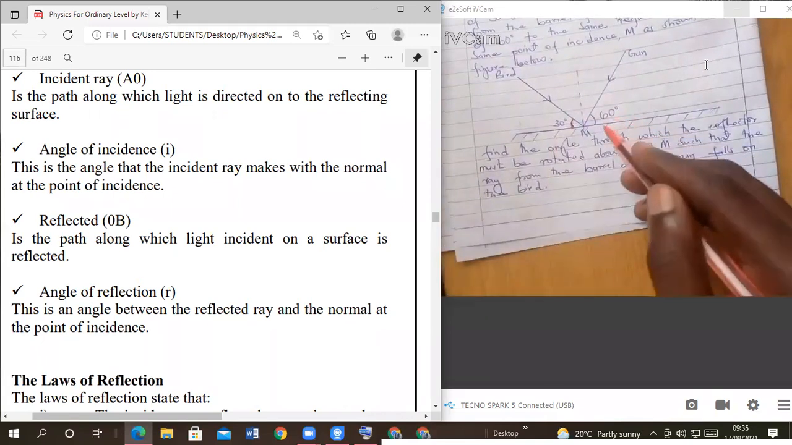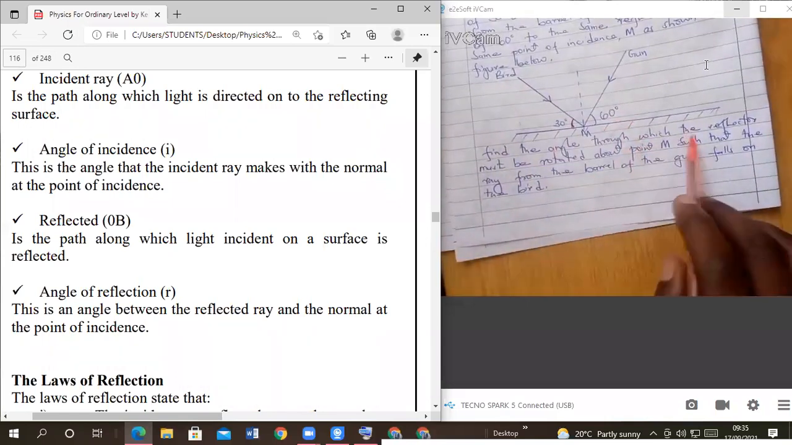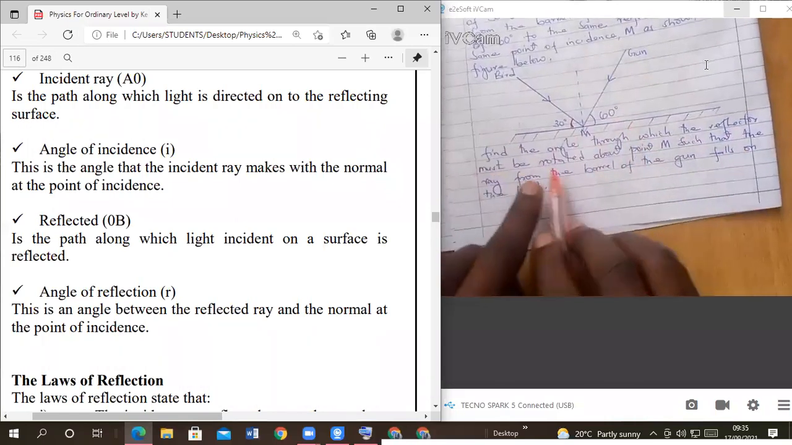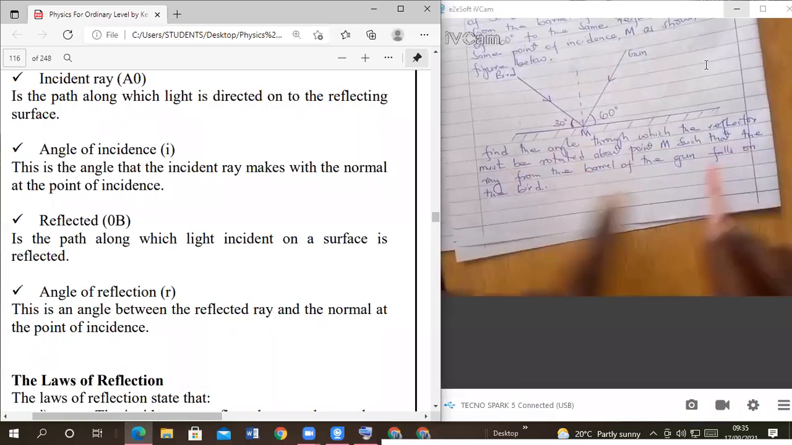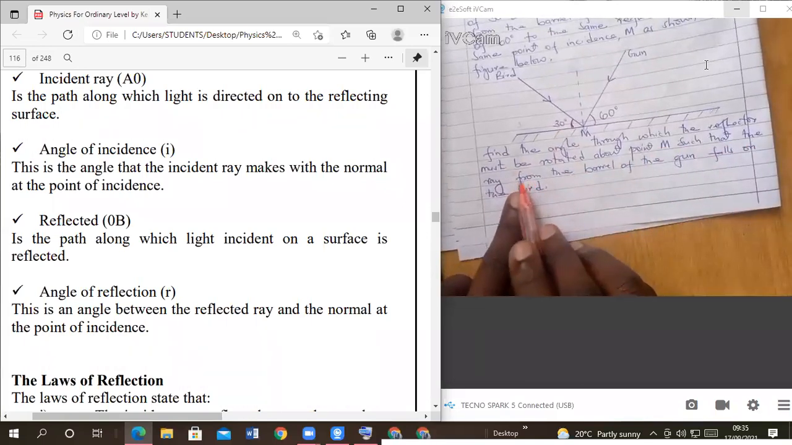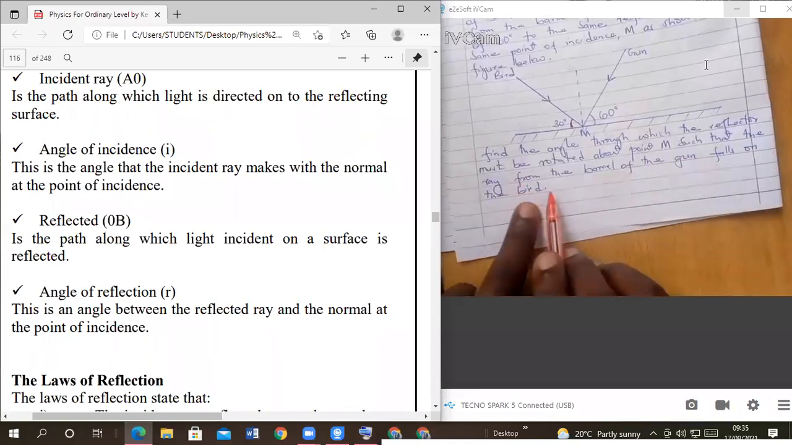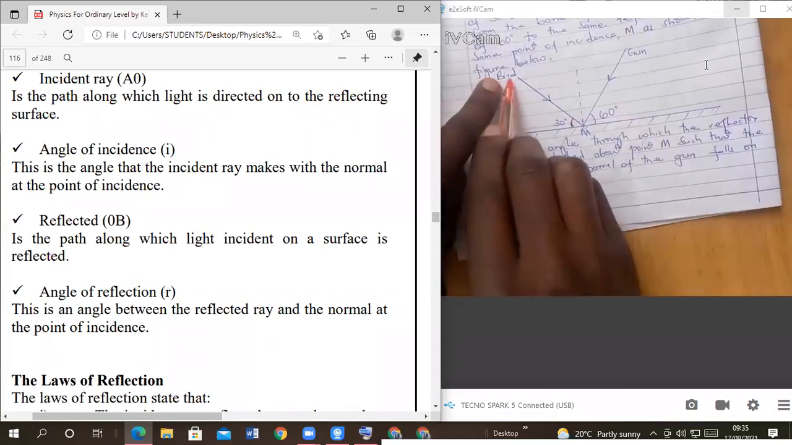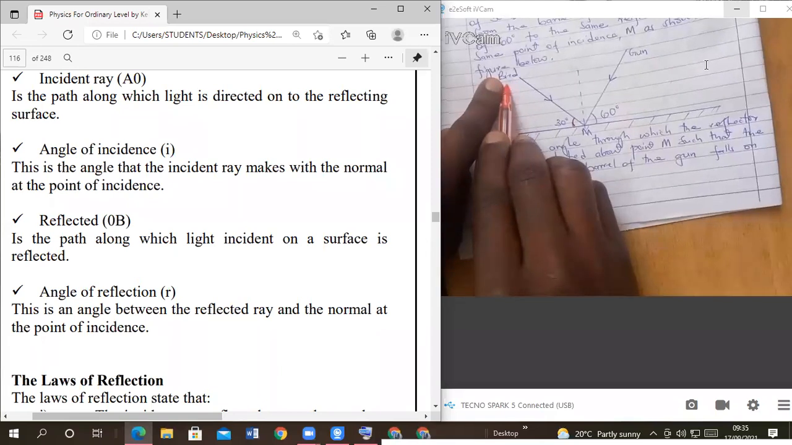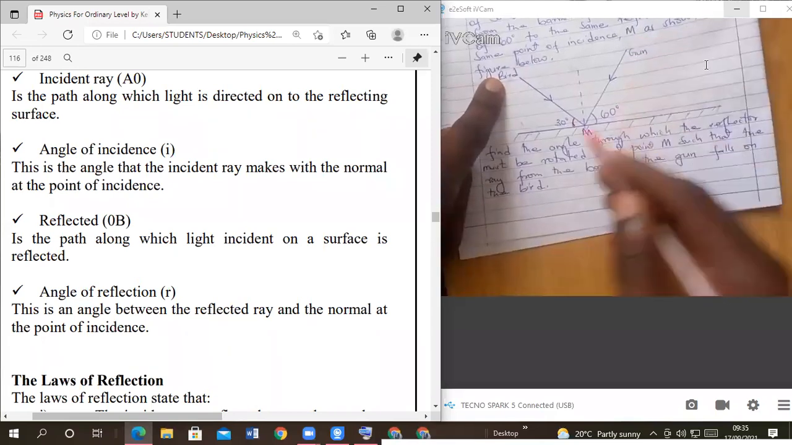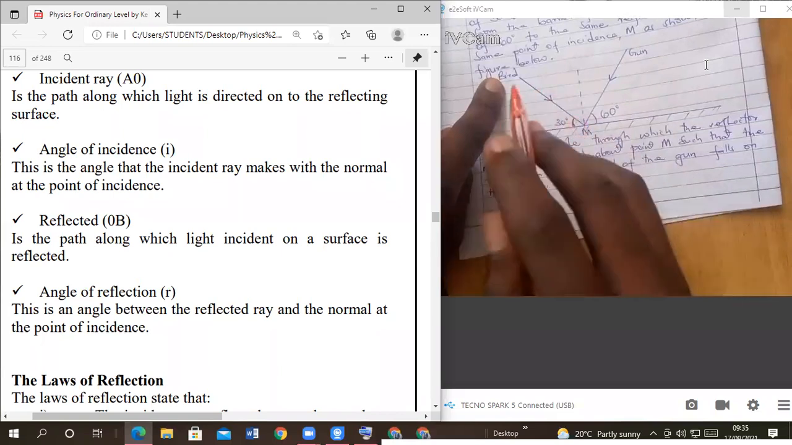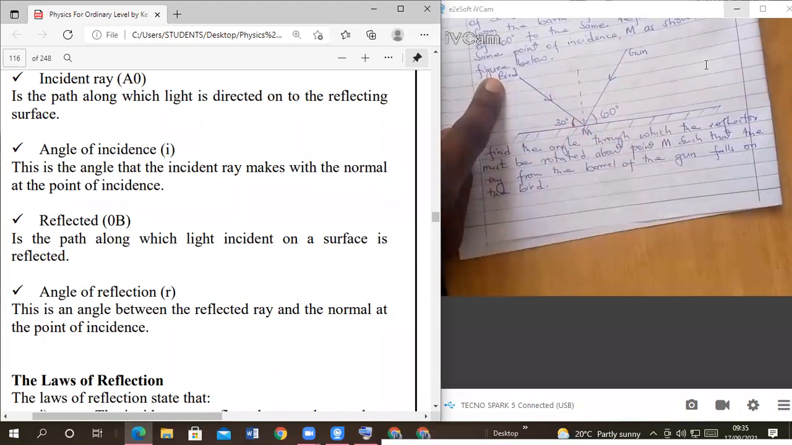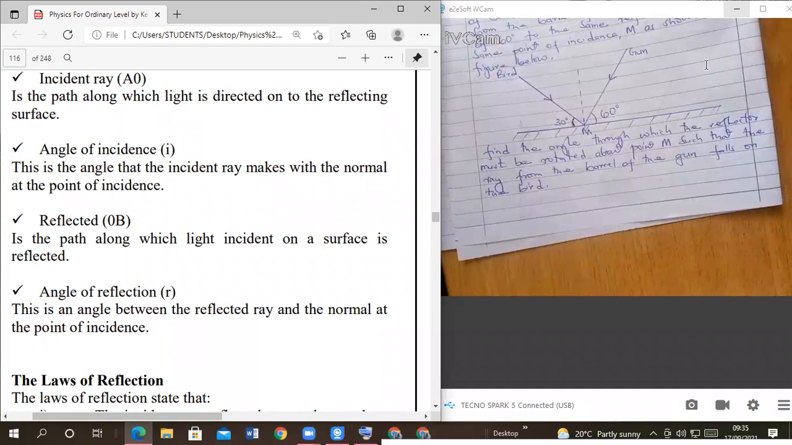Now, they want us to find an angle through which the reflector should be rotated about point M such that the ray from the barrel of the gun falls on the bird. So our target is the bird. Now, when you look at these angles, for you to make sure that the angle must be the same, if I am to rotate, I must rotate it through a given angle, not so?